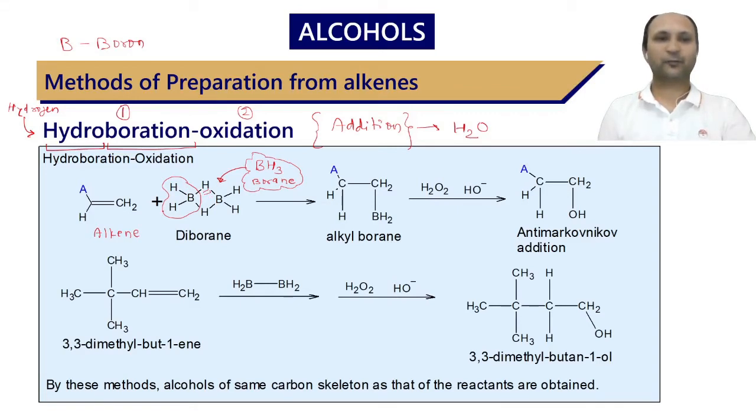Okay, so this BH2 moiety is going to attack at this CH2 and this H is going to attack at this carbon. Again we can just label these A and B as in the previous reaction, and we'll see that this BH2 is attached to this CH2, that is carbon number B, and H has attached to carbon number A.